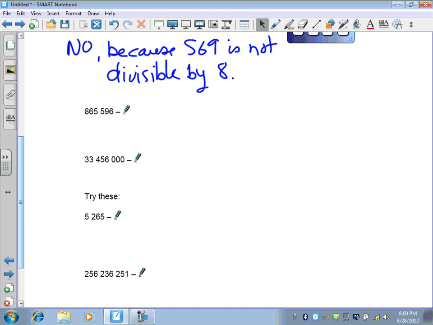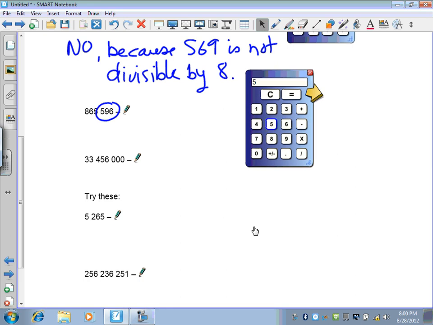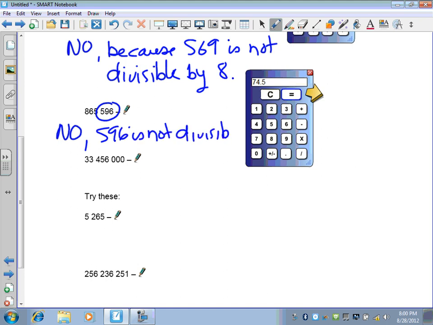Okay. Now let's take a look at 865,596. We have to look at the last 3 digits, 596. Get your calculator out and take a look at this number and find out whether it divides evenly. 596 divided by 8 is 74.5. It has a decimal, so the answer is no. And why? 596 is not divisible by 8. Okay, let's check the next one.